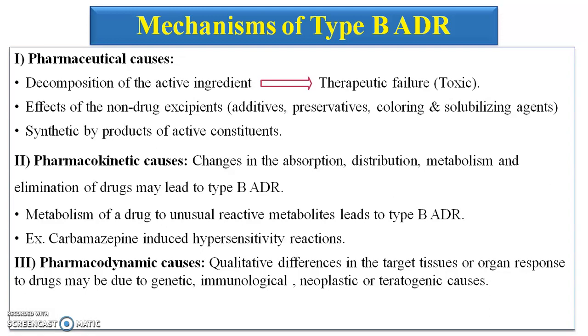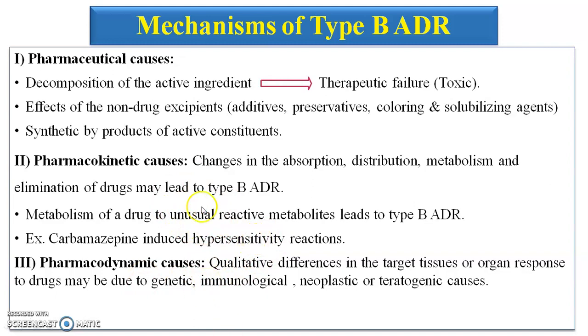And coming to pharmacokinetic causes, as I discussed in case of type A reactions, here also it is all because of changes in the ADME property of a drug that leads to type B reactions. In case of metabolism of any particular drug, if an unusual reactive metabolite is available, it may again lead to type B reactions. One example is carbamazepine-induced hypersensitivity reactions, which is an example in case of metabolism.